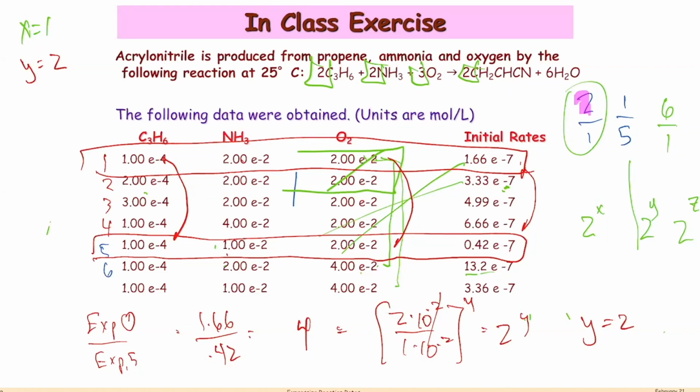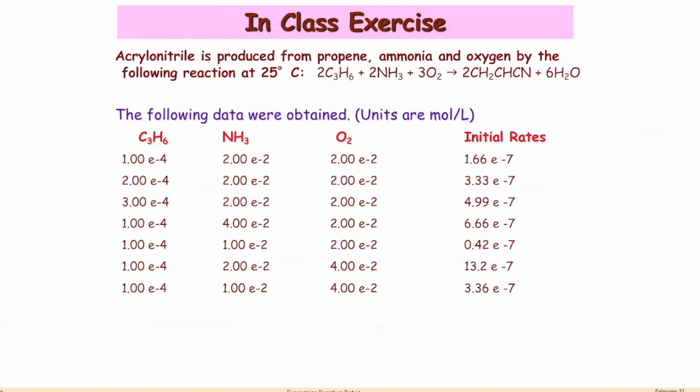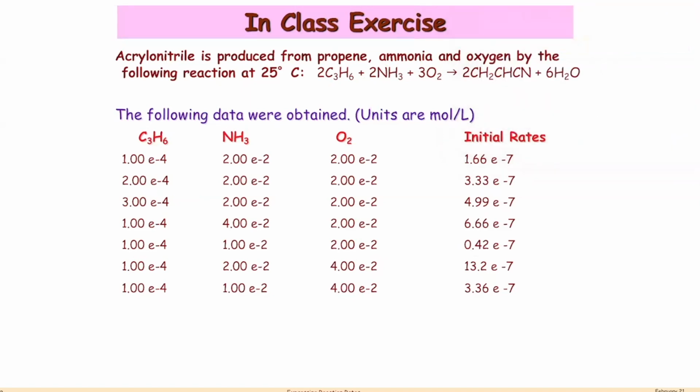Let's do the third one. I've got to clean this slate right here. I already know that x equals 1, y equals 2, and now I'm going to do z. And remember I said that z will pick experiment 1 and 6. This is 1, 2, 3, 4, 5, 6, experiment 6. And why? Because look at propene. They're the same. Ammonia, they're the same, so oxygen is doubled.